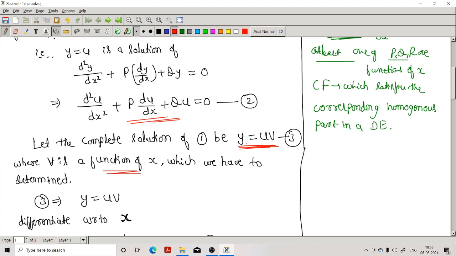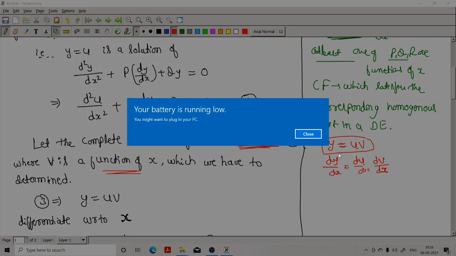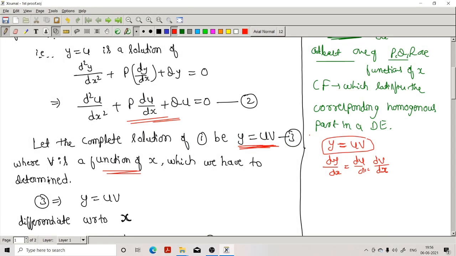It is simply like we have changed the dependent variable y to two other variables, y is equal to u into v. Therefore, you must change dy by dx to du by dx and dv by dx. Because y is a dependent variable, we have changed it into other variables. Therefore, you must simplify d square y by dx square in terms of du by dx and dv by dx.